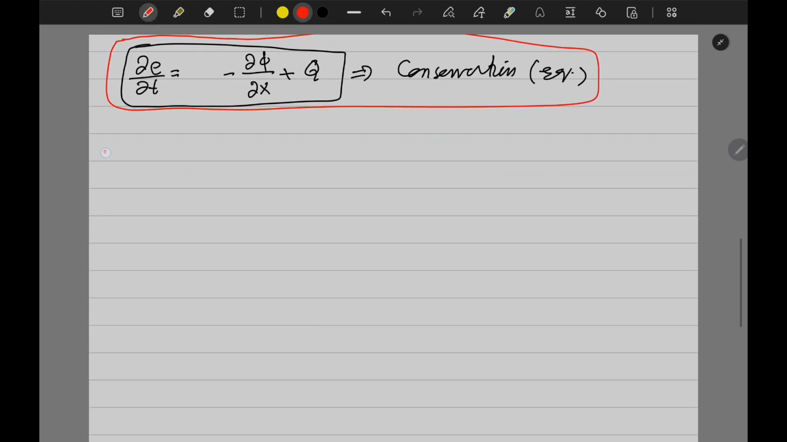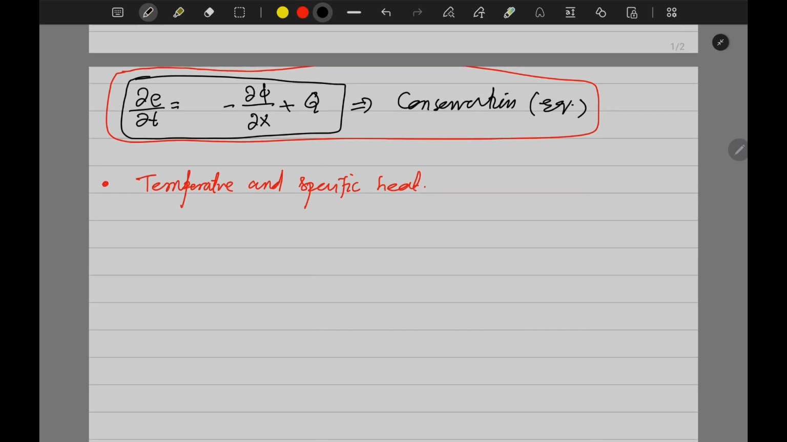Now we will talk about temperature and specific heat. Our goal is to derive the heat equation, not the conservation equation. So for example, the temperature is given by u of x t. It is a function of time and the space component x.